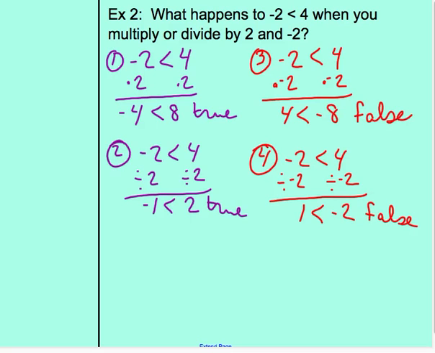So the important rule to keep in mind when you are solving inequalities, if you multiply or divide by a negative, you need to flip the inequality symbol in order to keep it a true statement. So we'll see some practice with that when we get into solving.